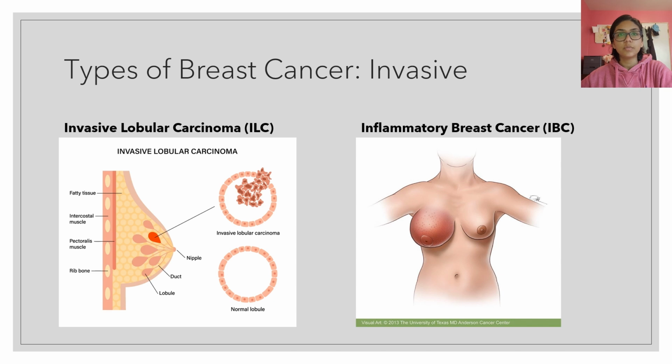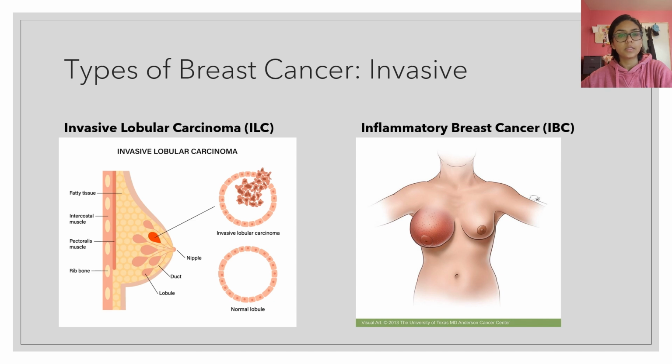For invasive breast cancer, we're going to be going over just a couple different types. The first one is invasive lobular carcinoma, or ILC. It starts in the lobules and spreads to the nearby breast tissue. ILC can spread even further by entering the lymph nodes.